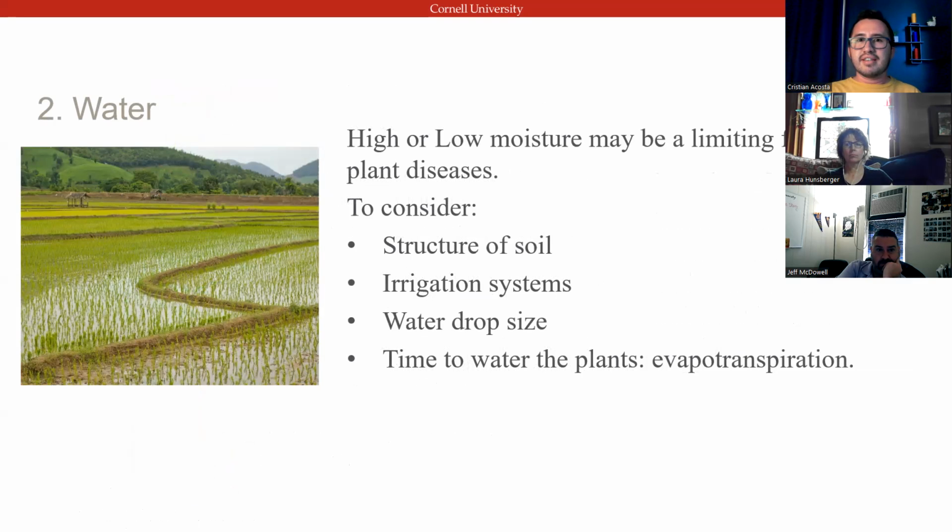The second important factor to see is the water. Before we start talking about the water, are there any questions about what we just saw about the soil, the first part, before or after starting to plant?